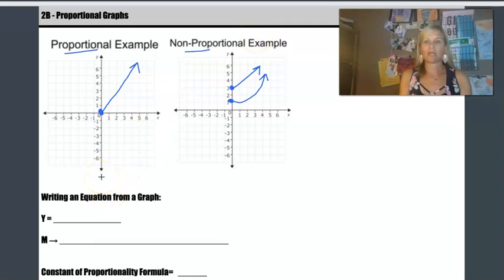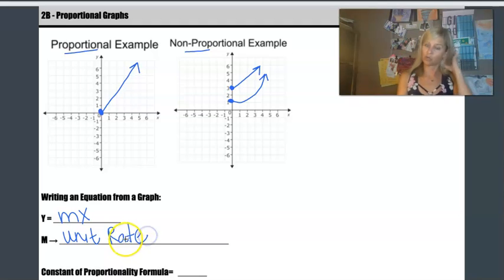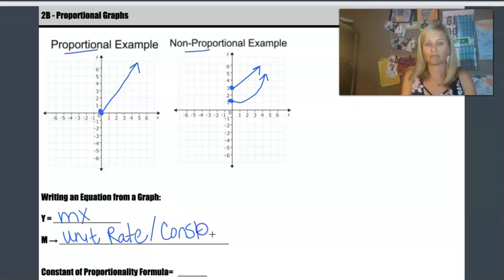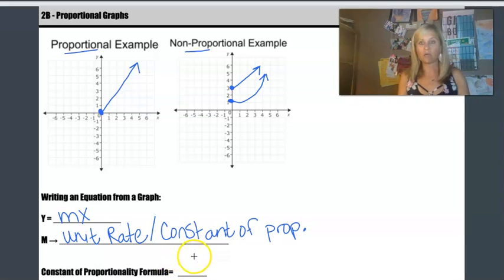So now if we want to write an equation from a graph, there's a certain formula that we're going to use: y equals mx. So m represents your unit rate. Write this down. m represents your unit rate or your constant of proportionality. I'm going to abbreviate proportionality. So y equals mx.